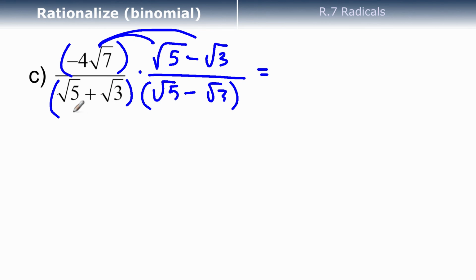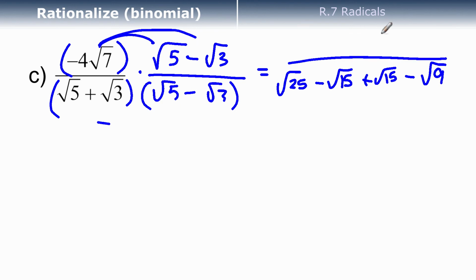I'll just do the bottom. So root 5 times root 5 would be root 25. Root 5 times negative root 3 would be a negative root 15. Root 3 times positive root 5 would be a positive root 15. See what's going to happen there? Root 3 times negative root 3 would be negative root 9.